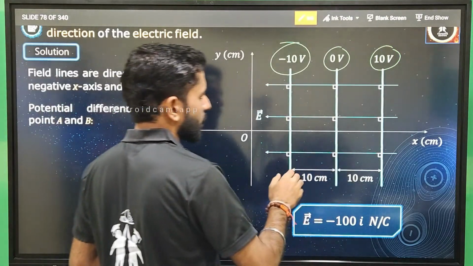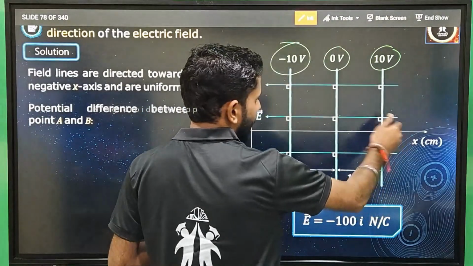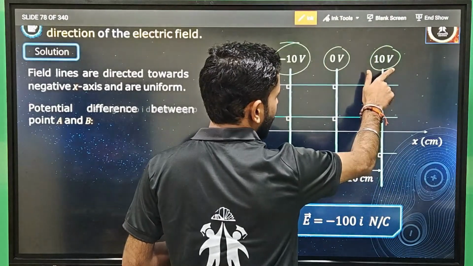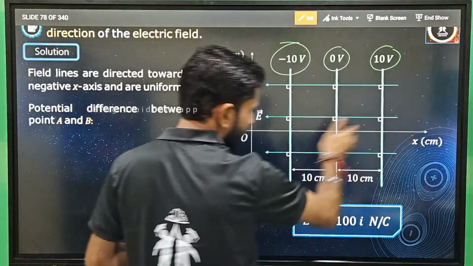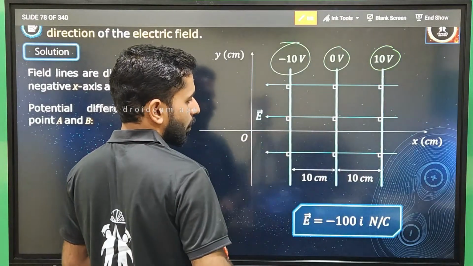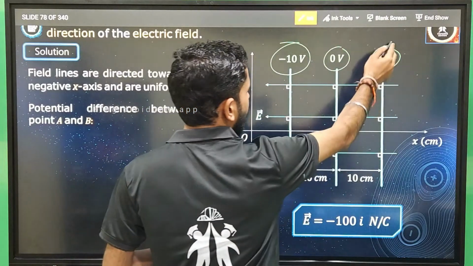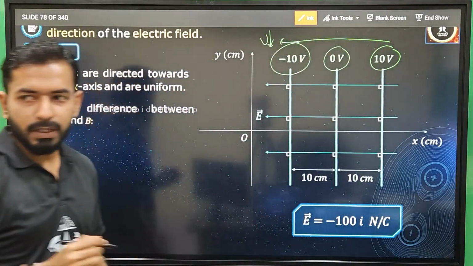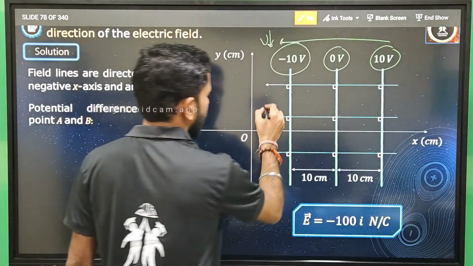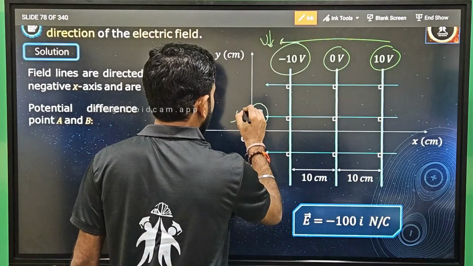Now see, what are the two possibilities? Either it will be going like this. So can I say in this direction potential is decreasing or increasing? I can say increasing, but it is not true. So I have to go in this direction, because in the left direction, or the negative x-axis, potential is continuously decreasing. So this will be the direction of our electric field. One thing I got, that the direction for electric field is minus i cap.